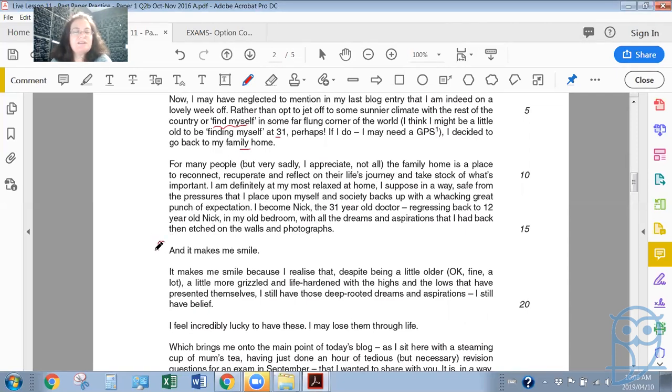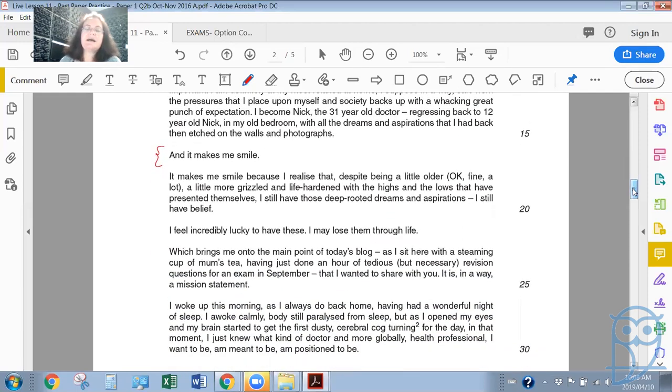Note this sentence on its own outside of paragraphs. Okay, so ultimately saying that this kind of thing makes him very happy. And here's some repetition here, and it makes me smile.